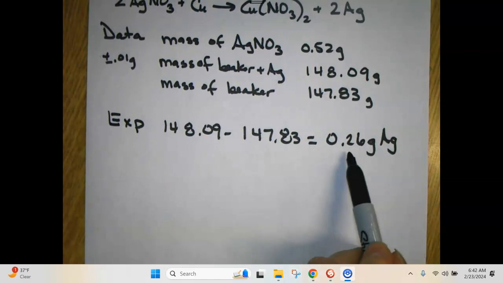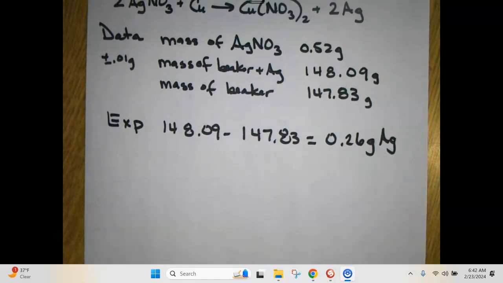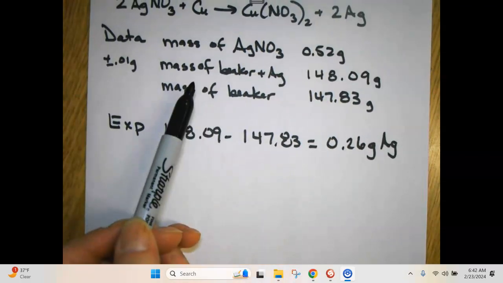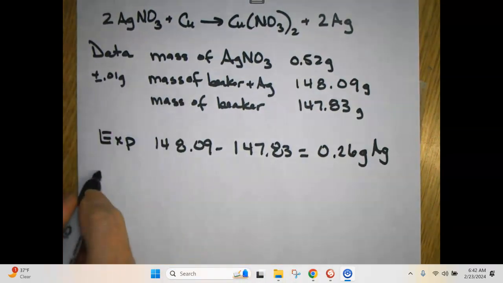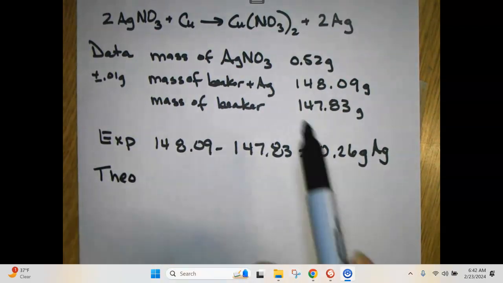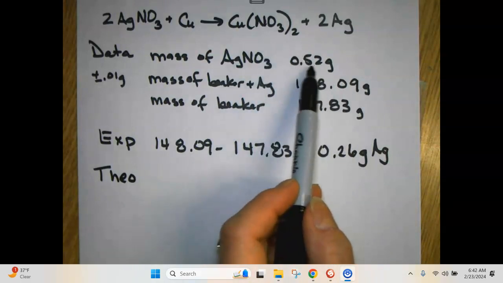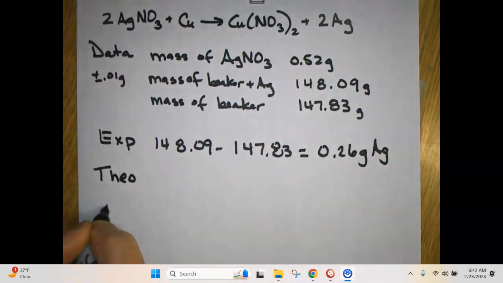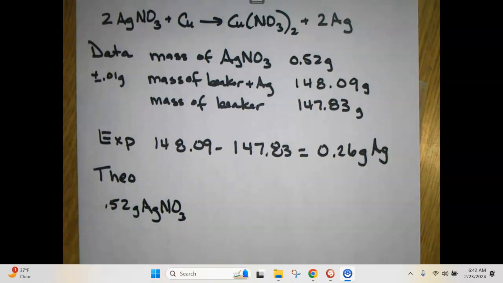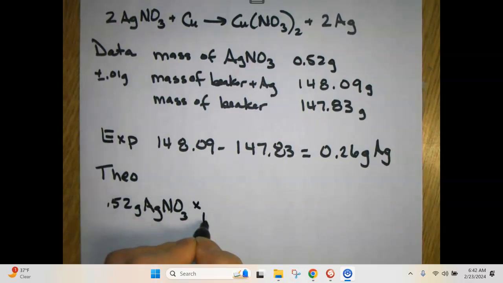Okay, so now this is what we got. How much were we supposed to get? That's where the mass of the silver nitrate and the balanced equation comes in. So theoretically, if we had no errors, 100% yield, we would use 0.52 grams of silver nitrate. We're going to do a mole problem in order to get grams of silver.